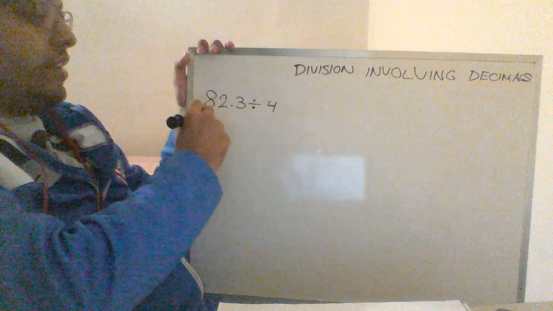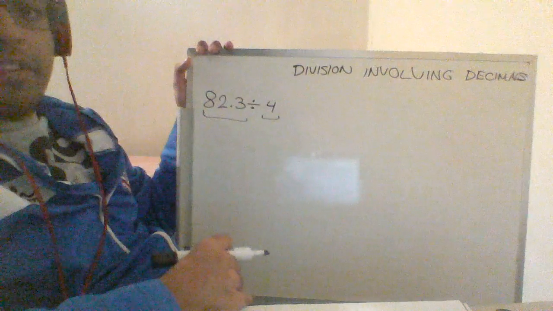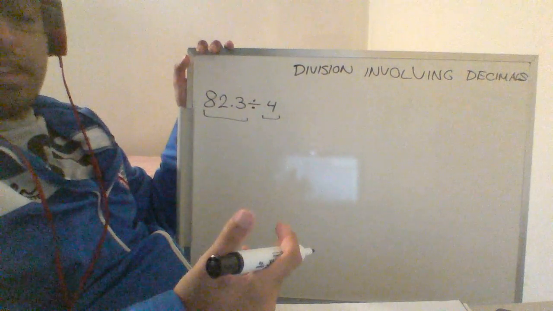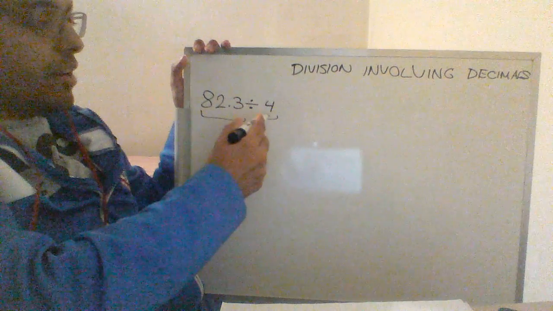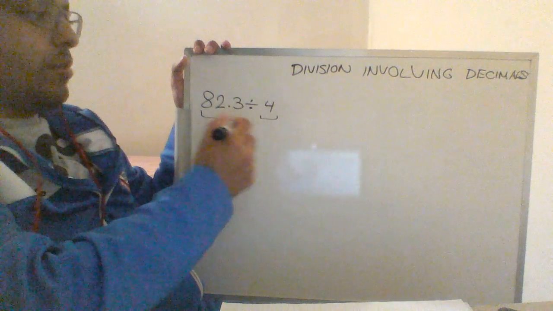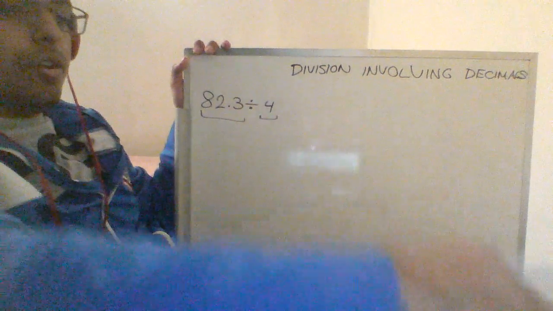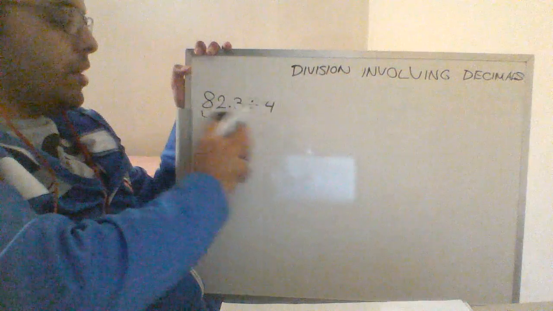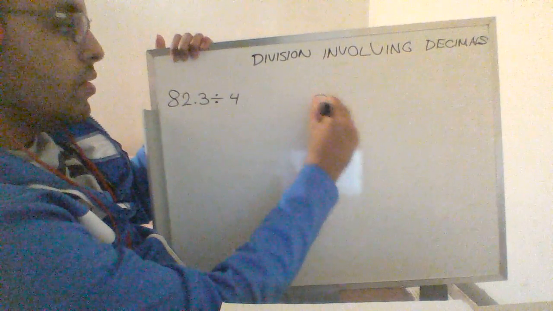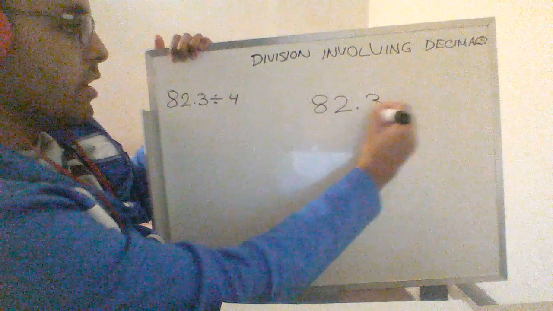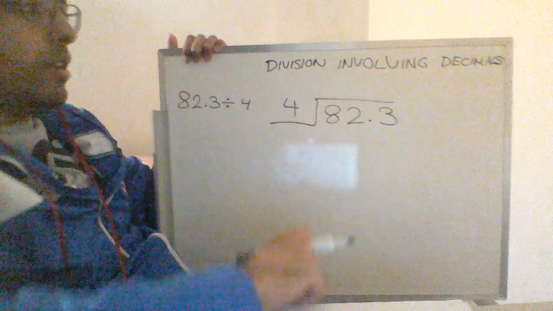You could face a dividend, this first number, having a decimal, or you could face your divisor having decimals, or you could have both, right? So for now, we're going to focus on just the dividend having decimals, and we're going to keep the divisor as a whole number. So you could have something with a decimal here, but whatever you're dividing it by, you're dividing by a whole number. So if we wrote this out the way we did for long division before, we get 82.3 like this. We put that structure around it, and we have a 4 here.